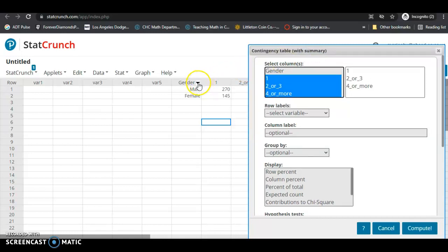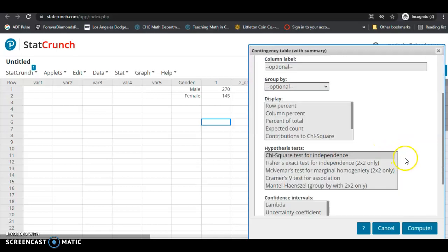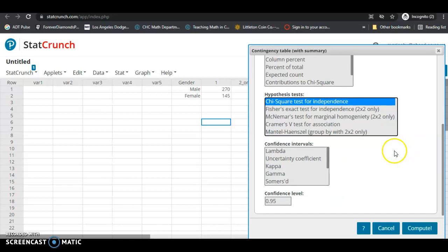Gender is one of the variables, so we're not going to include that as one of the columns. The row labels are listed in the gender column, so that's why we don't select gender. The hypothesis test we're doing is the chi-square test for independence, so make sure that's selected. Then we can leave everything else alone and hit compute.